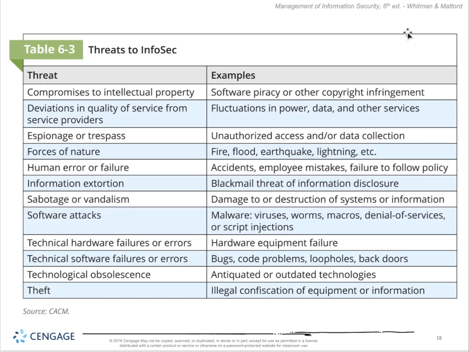So some examples here: you have software piracy or other copyright infringement. You have fluctuations in power, data, and other services. You have unauthorized access and data collection, right? So here are some examples of threats: compromises to intellectual property, deviations in quality of service from service providers, espionage, forces of nature such as an earthquake or a hurricane, right? Human error. These are actually threats. These are, like I said, harmful situations, right?